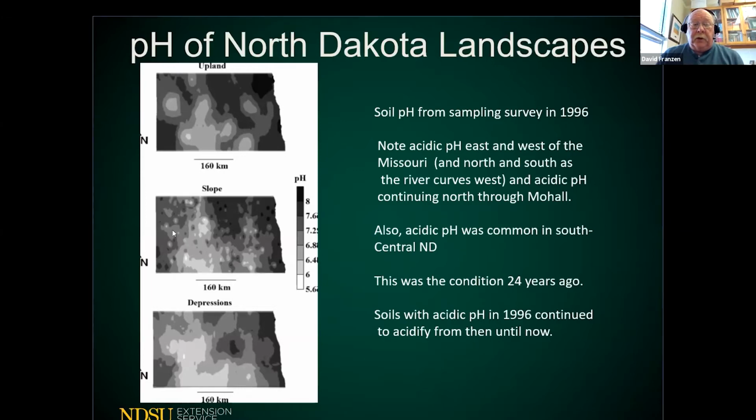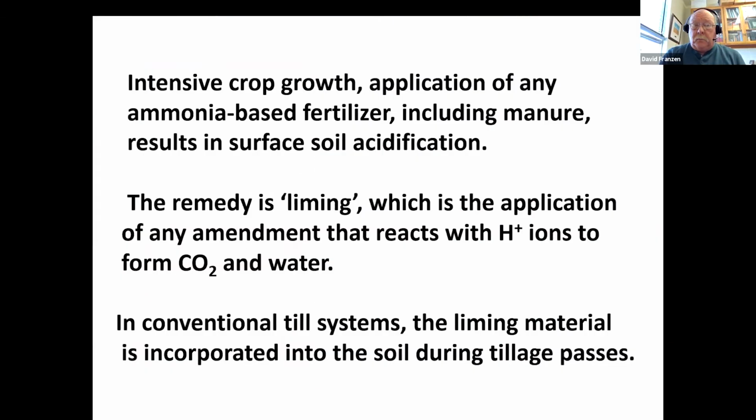So there's a lot of crop and a lot of nitrogen been applied since. But even at that stage, we had pHs in some areas in the survey that were down as low as 4.9, and a lot of them that were in the 5s. So this has been slowly coming on for a long time. So intensive crop growth, but certainly the application of any ammonia-based fertilizer, including manure, results in that surface soil acidification.